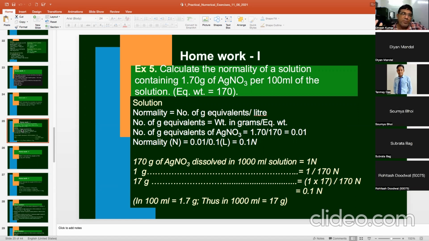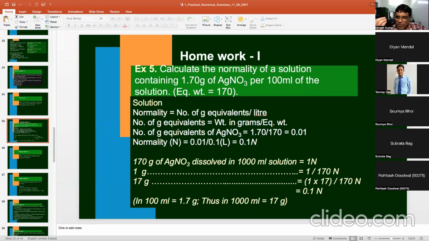This is a lengthy procedure for a person like me who has experience. So number of gram equivalents of silver nitrate is 1.7 divided by equivalent weight, which is 170. So you get 0.01. Normality is 0.01 divided by 0.1, because it was 100 ml, so you get 0.1 normal.